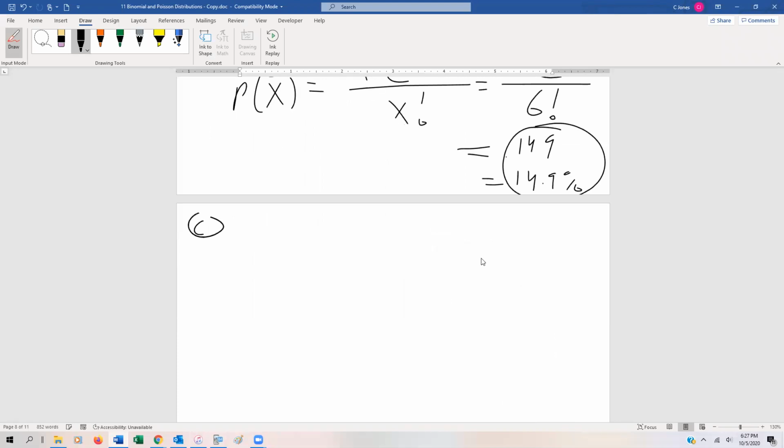Finally, what is the probability of 5 or 6? Just like we did before, we're going to take P of 5 and add that to P of 6. We already know P of 6 from before. Remember, it's 0.149.